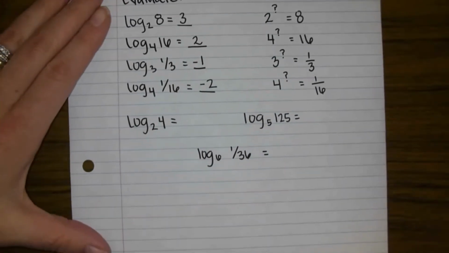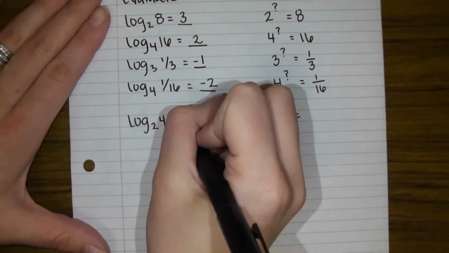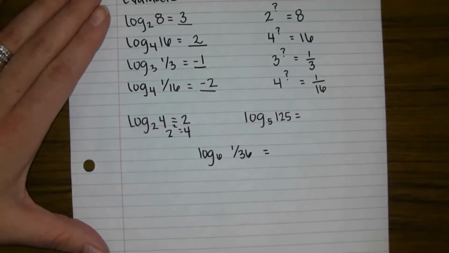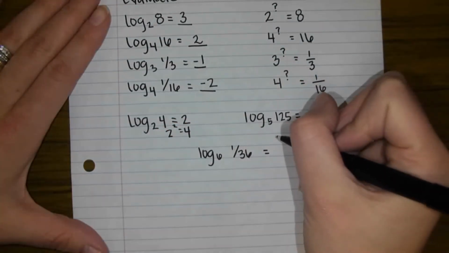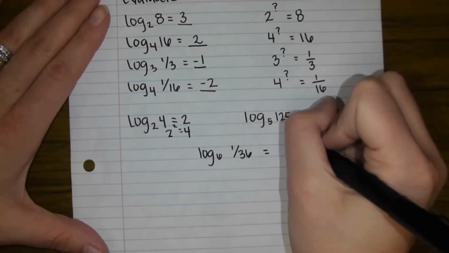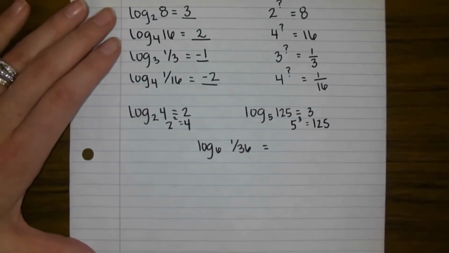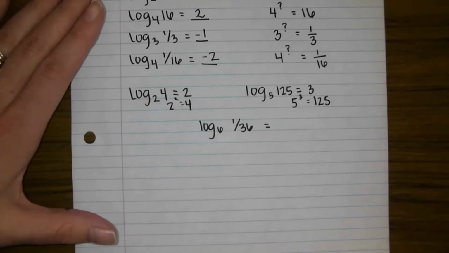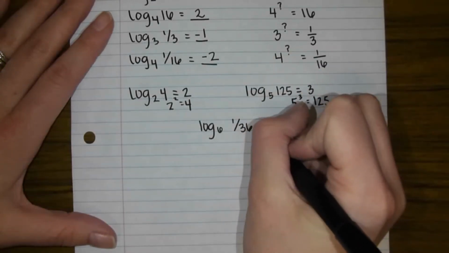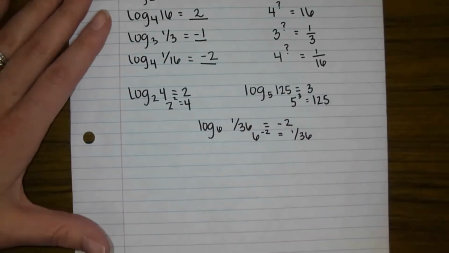Okay, let's see what you got. So log base 2 of 4 is 2 because 2 squared equals 4. Log base 5 of 125 is 3 because 5 cubed is 125. And lastly, log base 6 of 1/36 is -2 because 6 to the -2 equals 1/36.